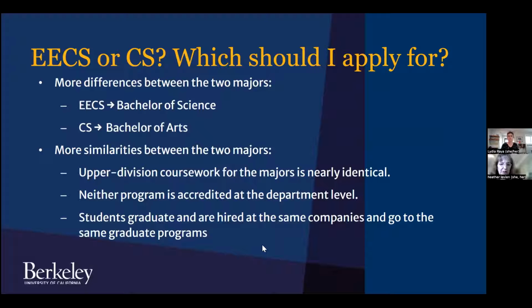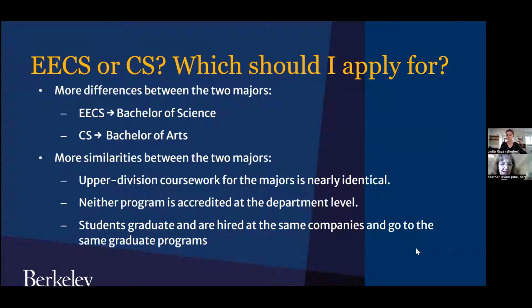Yeah, I'm seeing this question about for EECS, just assist.org, that would be correct. And yeah, we can talk to any of you about assist.org if you have any questions. So for more differences between the two majors, EECS, if you have that major, you're going to wind up with a Bachelor of Science. For CS, the way it has been, you would wind up with a Bachelor of Arts. There is some change happening now. We probably don't want to get into that, but anyway, that's the way it has been.